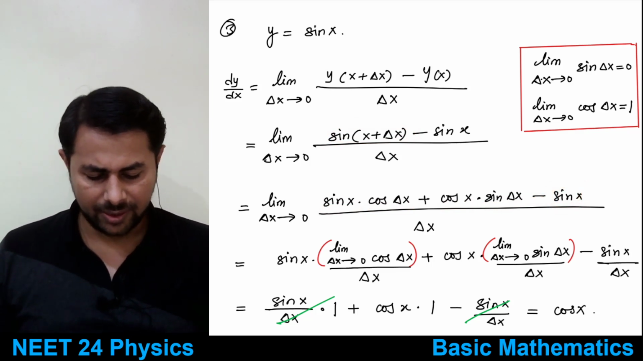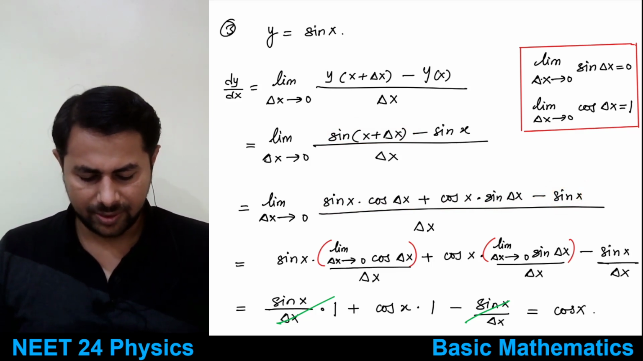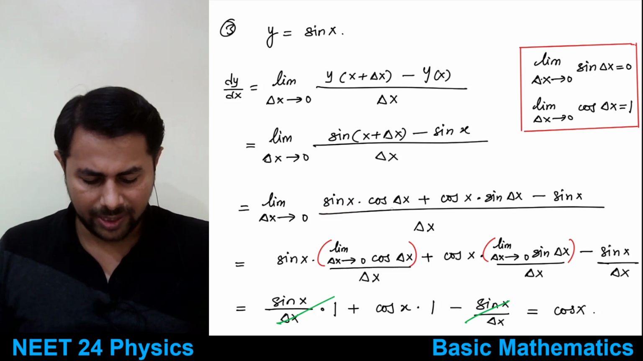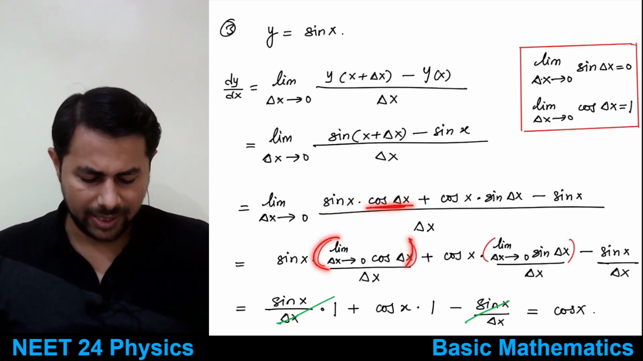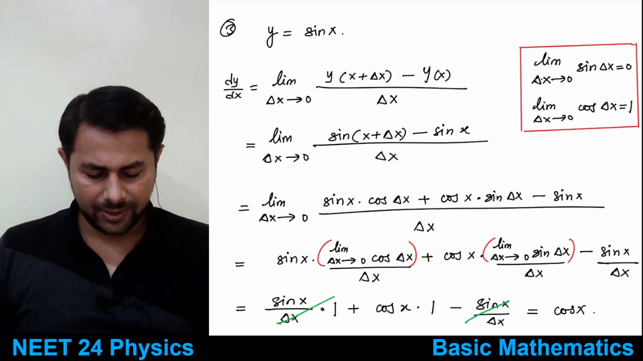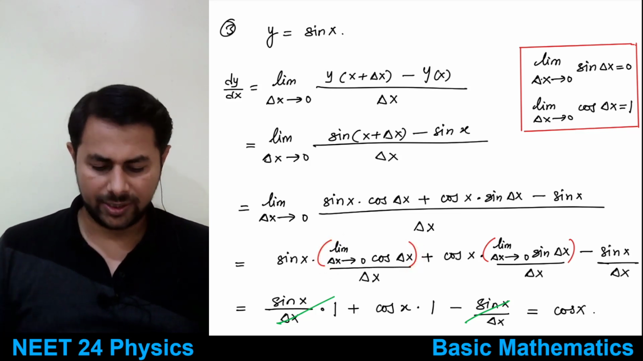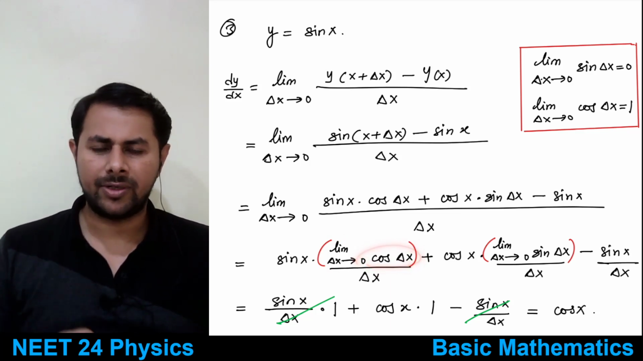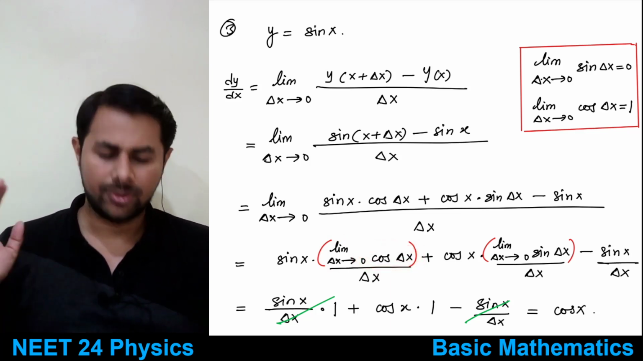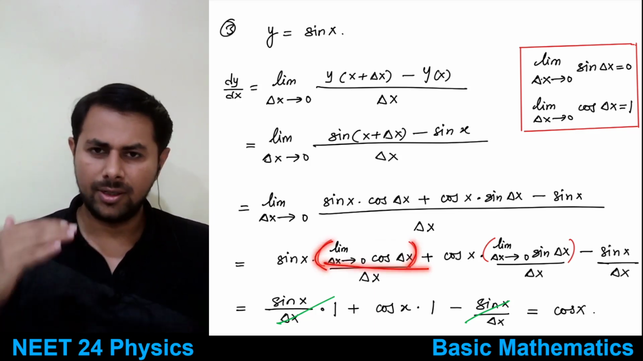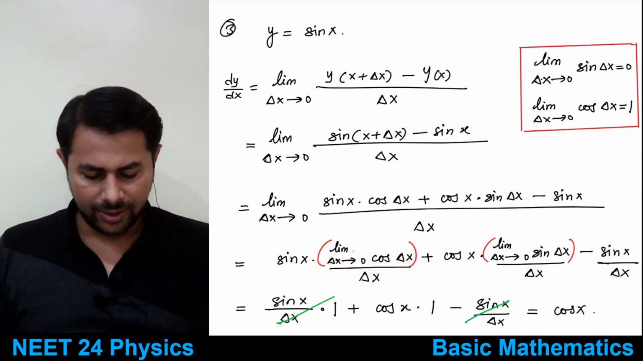Then in the next step you apply limits. You have sine of x multiplied by cos of delta x, and you apply the limit as delta x tends to 0 to cos of delta x. We have just seen that the limit of cos of delta x as delta x tends to 0 is 1, because cos 0 is equal to 1. If the angle is very close to 0, then cos of that angle is nearly equal to 1. So this thing becomes 1.